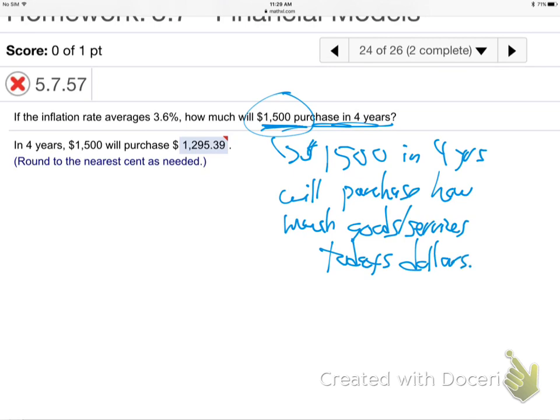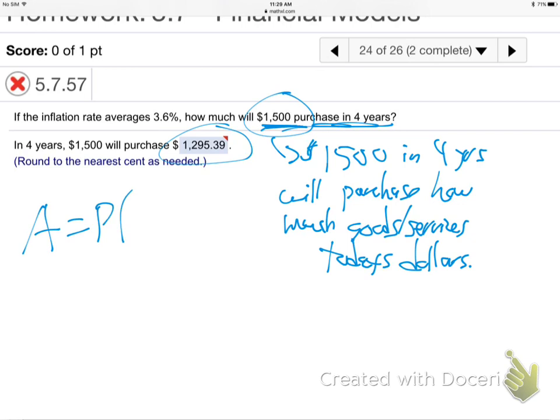Well, it'll purchase what it'll purchase. It's $1,500. They need to say in today's dollars if they want to be clear. So they're meaning how much of today's goods will 1,500 purchase in 4 years? It'll purchase less, right? Because prices will go up. Does that make sense? If prices go up, then in 4 years, 1,500 will buy less than what 1,500 buys now, right? So it'll buy what this amount will buy today. So anyway, I'm not going to put this on the test.